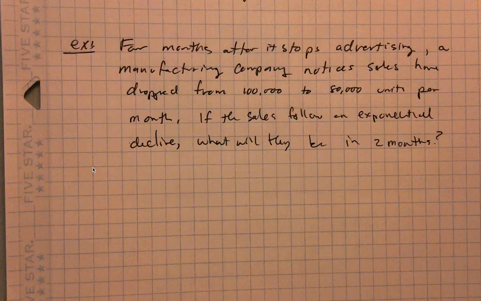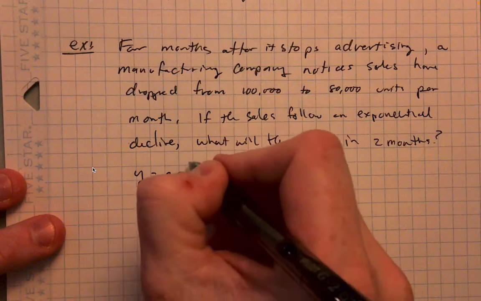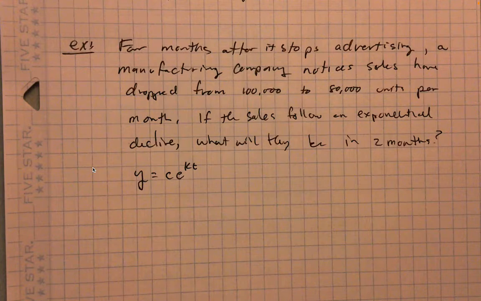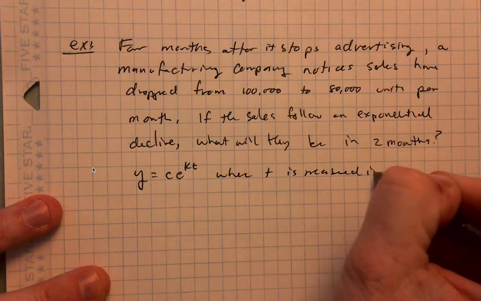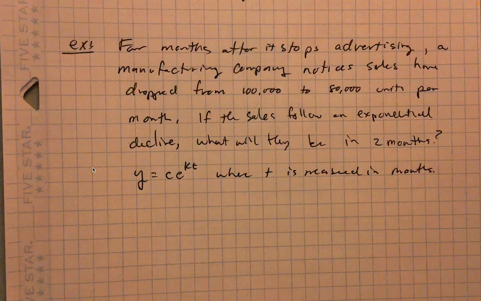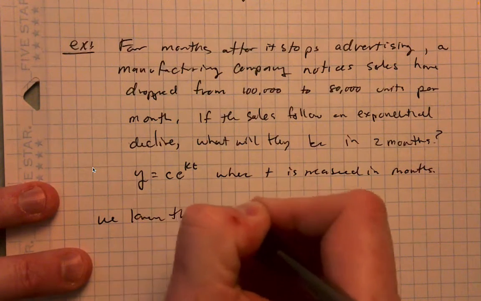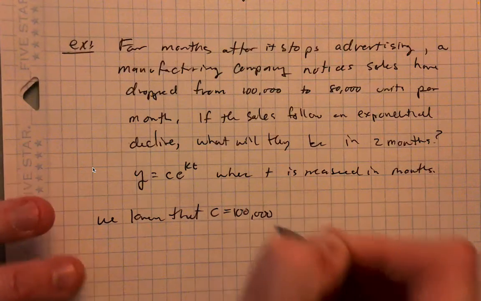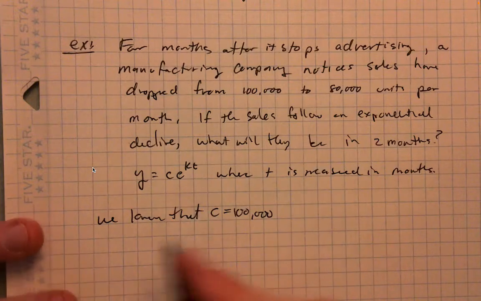So we can use an exponential decay model. Okay, so we'll use the model y equals ce to the kt, where t is measured in months. Naturally. Okay. We know that c is equal to 100,000, since this was the sales at t equals 0.